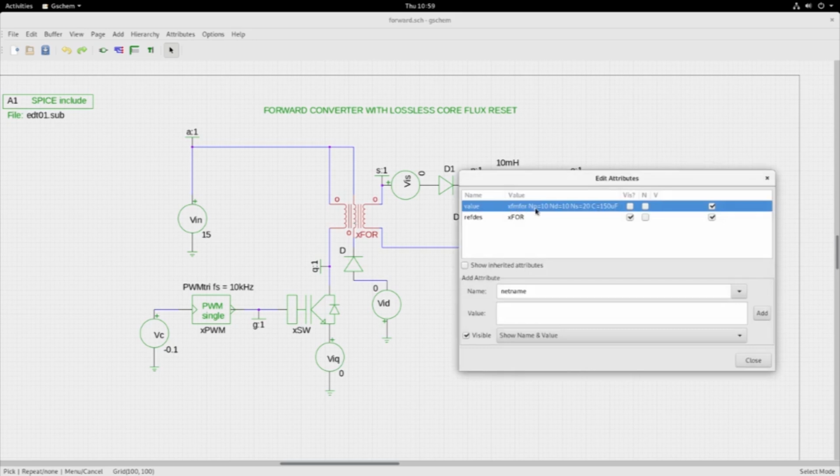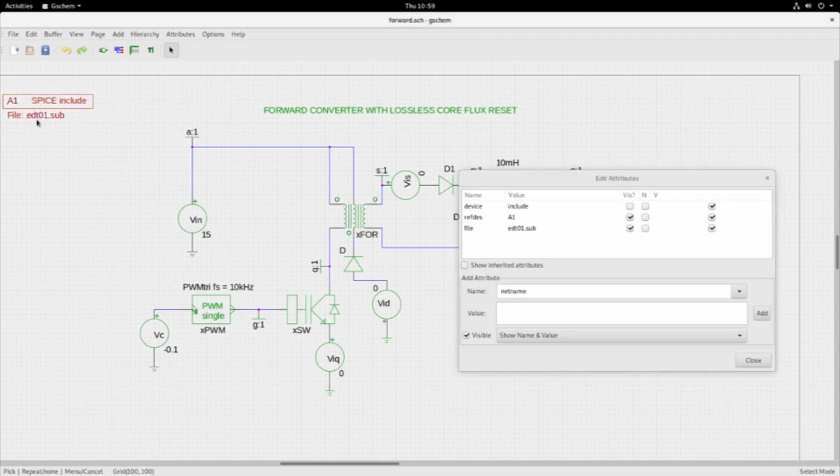We have given NP 10 turns, ND which is the demagnetizing winding, 10 turns. We have made that same as NP. NS is 20 turns, and the permeance is 150. So these are the parameters that we are passing into this forward converter transformer model. Now the sub-circuit model for this is placed in edt01.sub. I will just show you now.